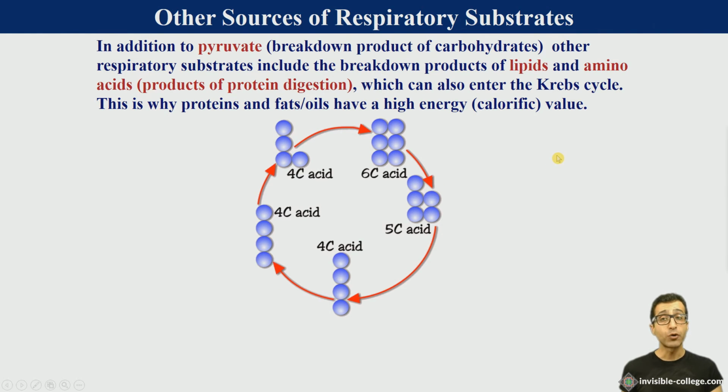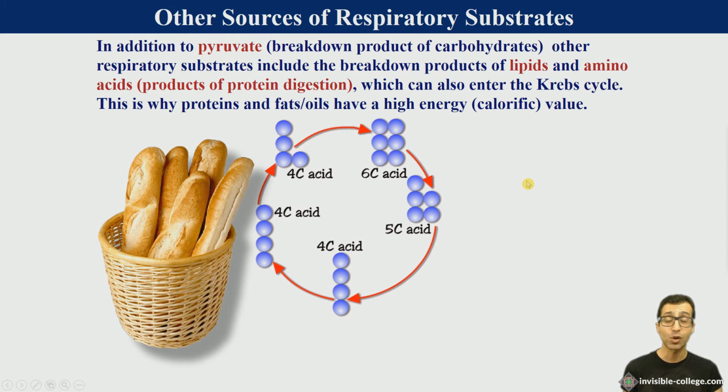So in addition to pyruvate, and again this is the ultimate breakdown product of carbohydrates, there are other respiratory substrates which can be used to power the Krebs cycle. So this is why proteins and fats and oils have a high energy value. It's because ultimately in the absence of carbohydrates, these other substrates, proteins and fats, can be broken down, and then the products of that breakdown fed into the citric acid cycle or Krebs cycle in order to generate ATP.